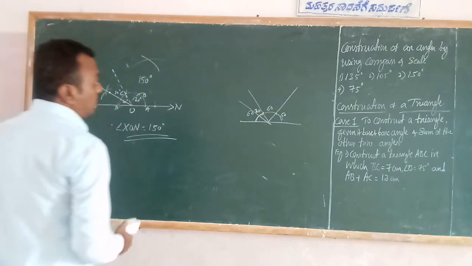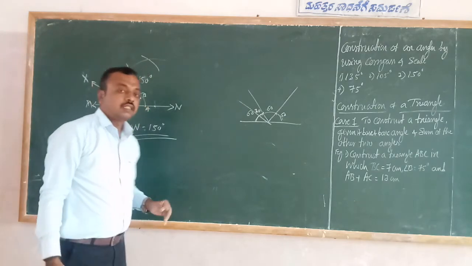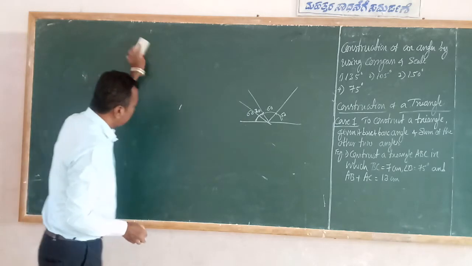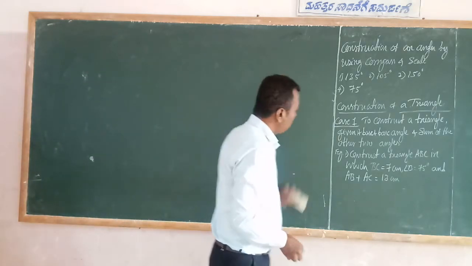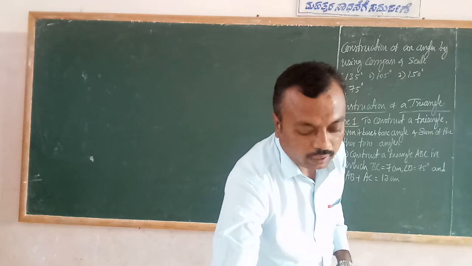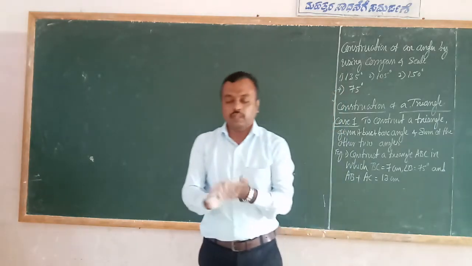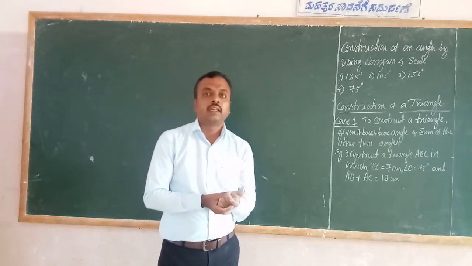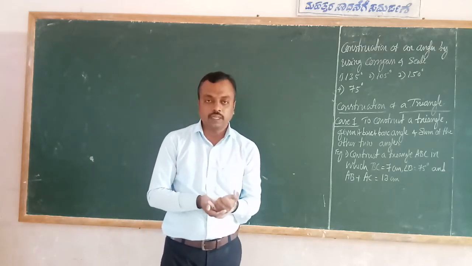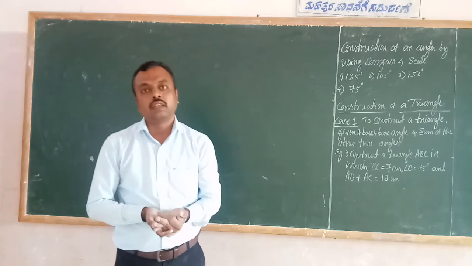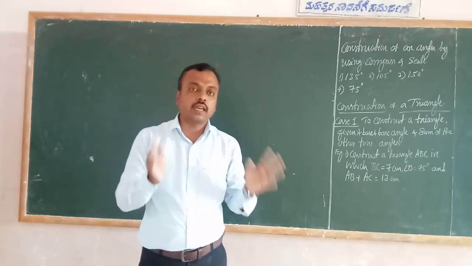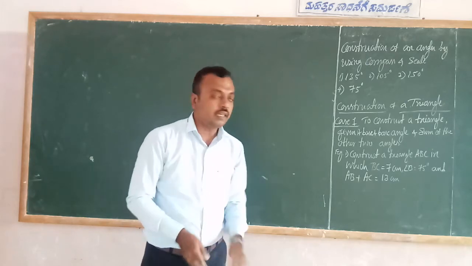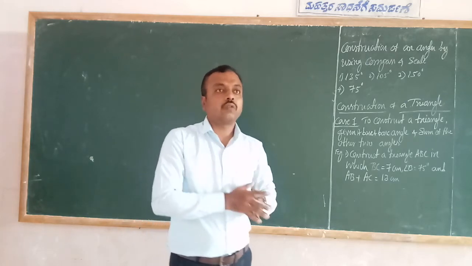So like this you have to construct an angle by using compass and scale. Okay. Next. Which angles have we constructed? First one is 60 degree, then 30 degree, then 90 degree, then 120 degree, 150 degree, 105 degree, 135 degree, and then 75 degree. These angles by using compass and scale.